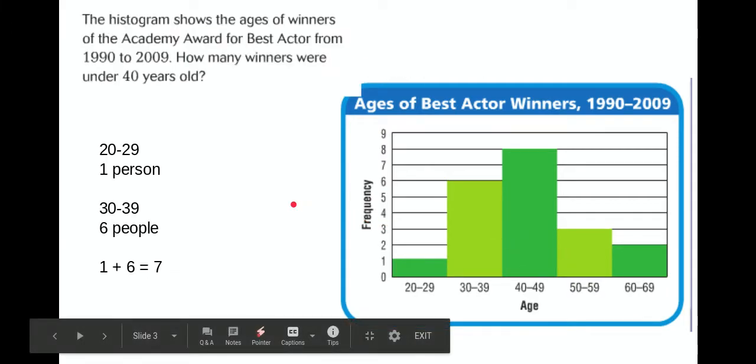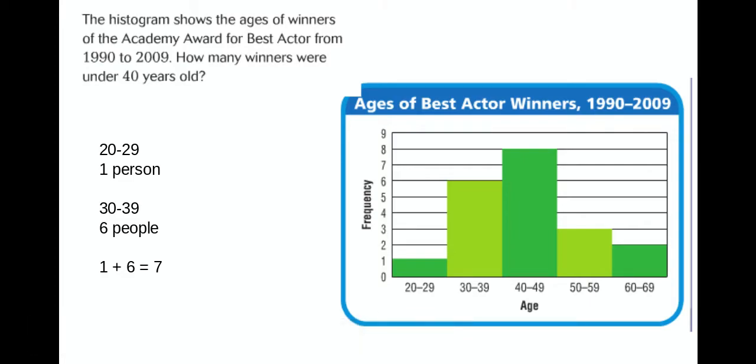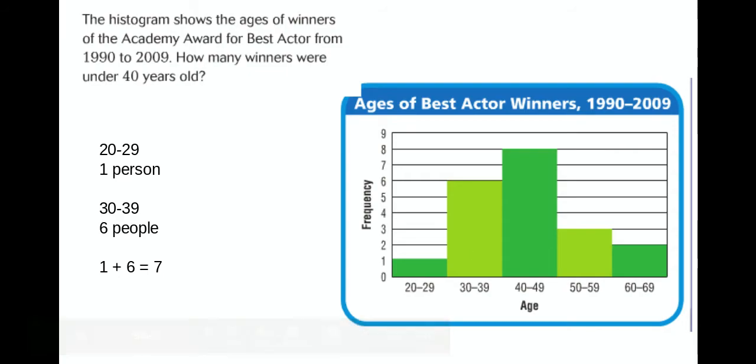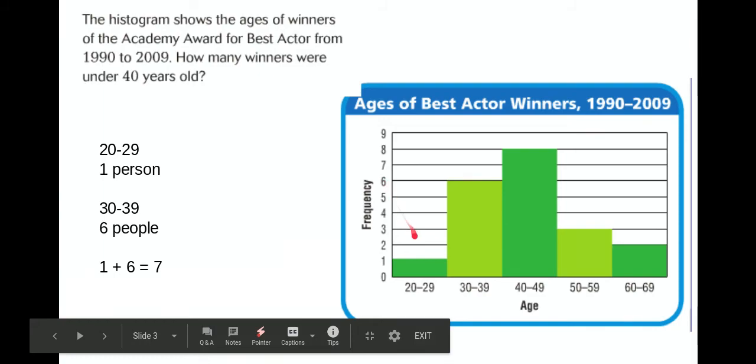So our question that we're going to have to answer here is how many winners were under 40 years old? Well, we could figure that out by adding the bars or the intervals that represent all the ages that were less than 40. That is going to be this first bar, which is the 20-year-olds. There was 1 person. And this second bar, the 30-year-olds, there were 6 people. And you know that by looking over here. 6, there's a 1. And 6 plus 1 is 7.